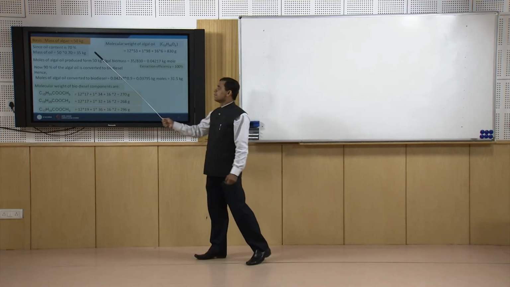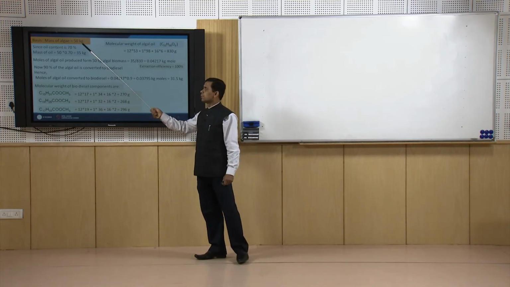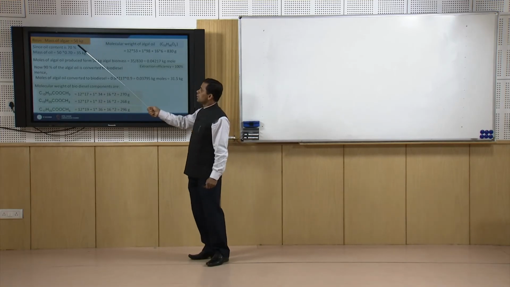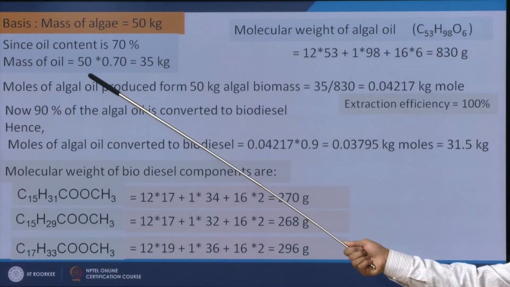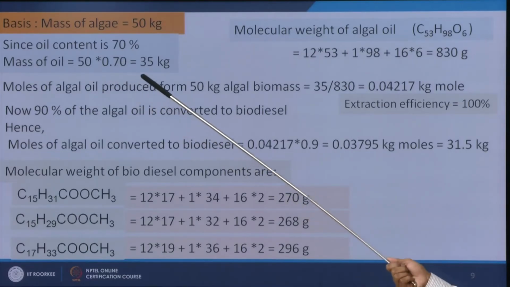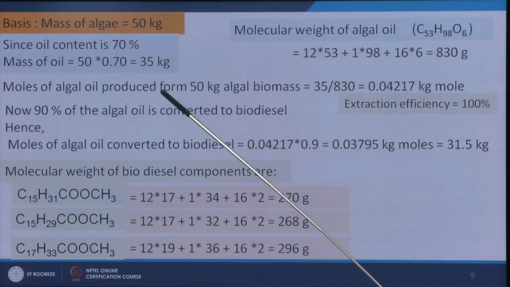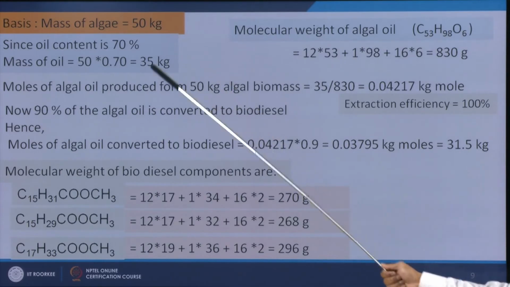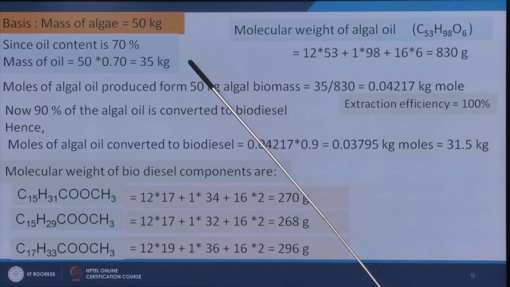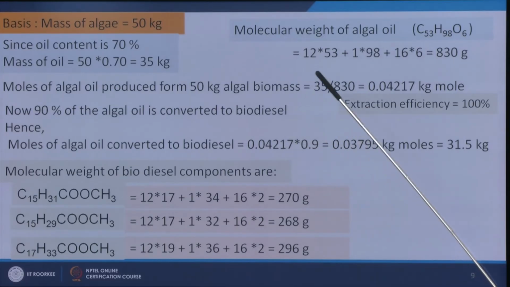Then what is our basis? 50 kg of algal biomass, with 70% oil. So, what is the mass of oil? 50 into 0.7, so 35 kg, because we have 100% extraction efficiency. As per the statement, 35 kg of oil will be produced from this 50 kg of algal biomass. Then the molecular weight of algal oil C53H98O6, which we saw in the previous slide: 12 into 53 plus 1 into 98 plus 16 into 6, it is giving us 830 gram.